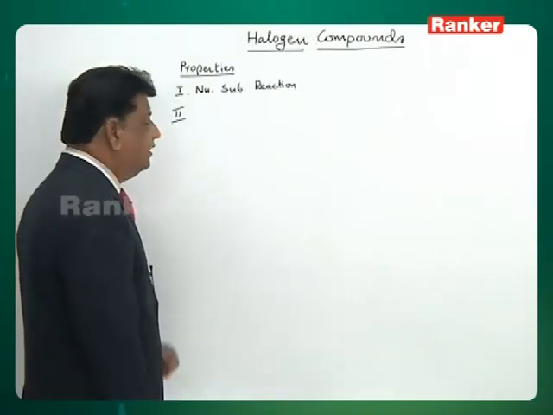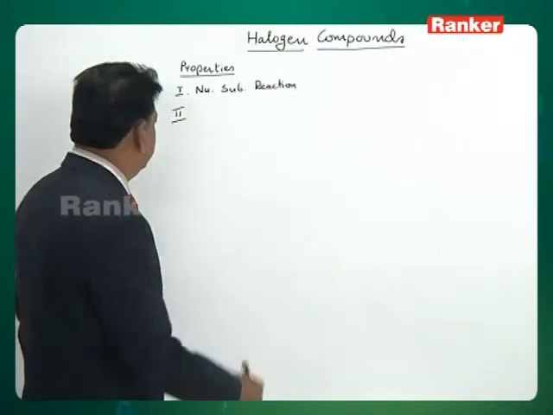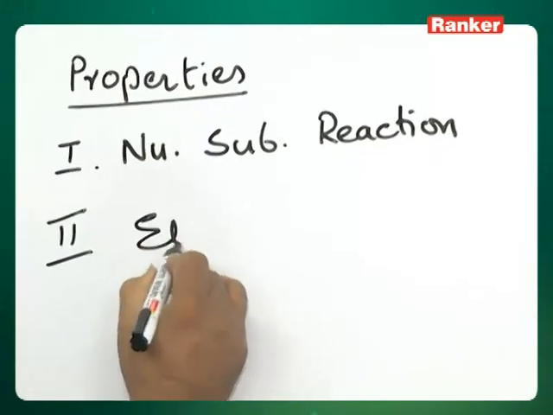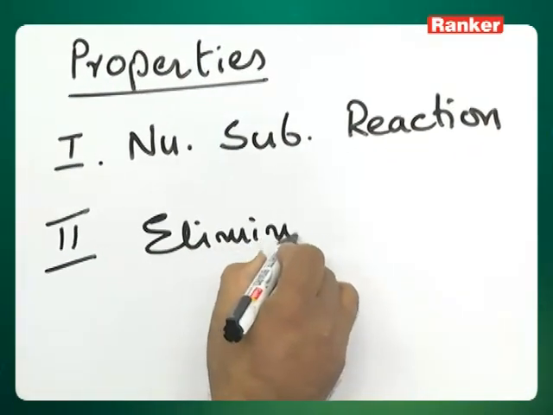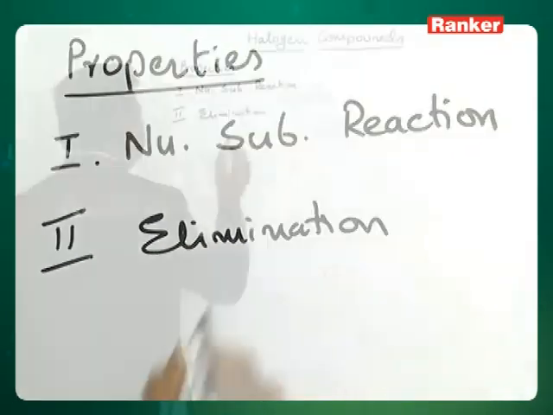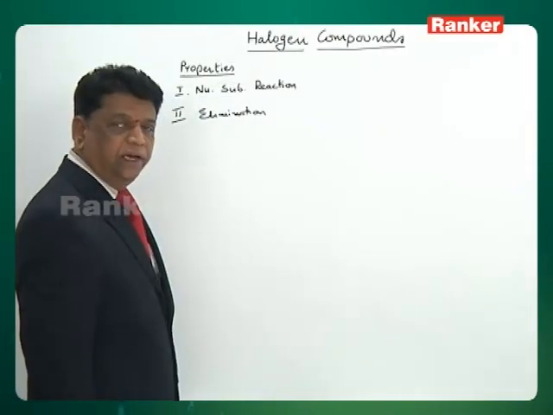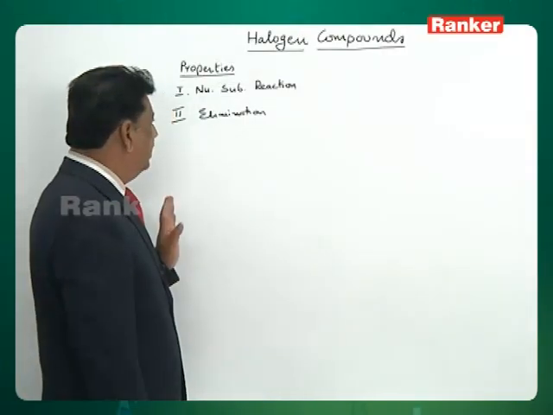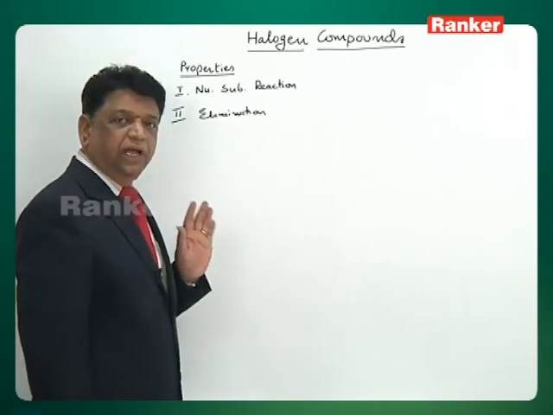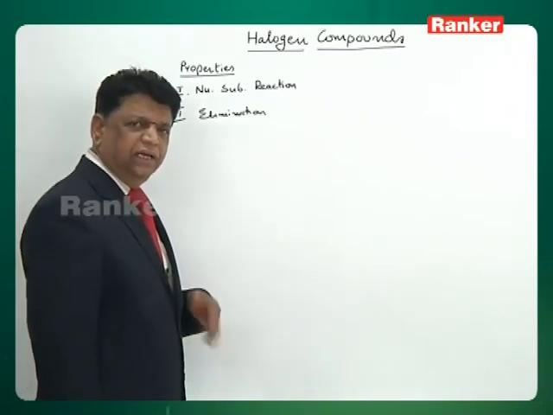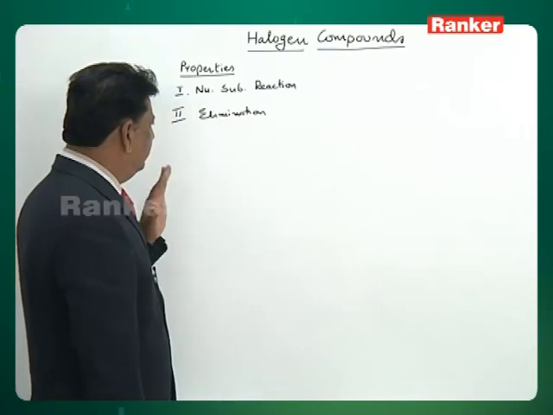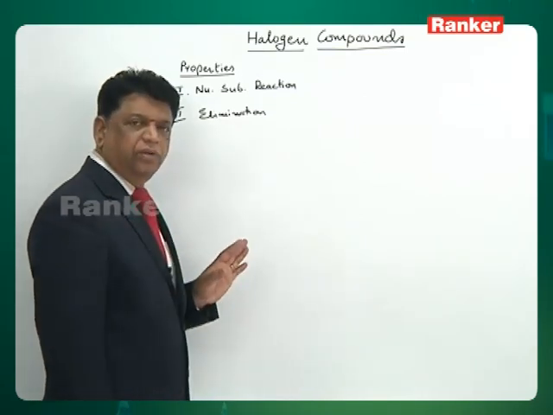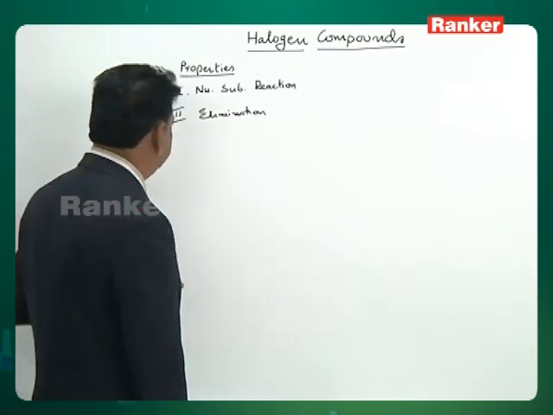So, let us go to the another second characteristic reaction. This is the elimination reaction. In fact, these two are the more important reactions in the halogen compound, that is, one is nucleophilic substitution, the other one is elimination. The other reactions are not that important. Even in the syllabus also, the more emphasis is there on these two questions.